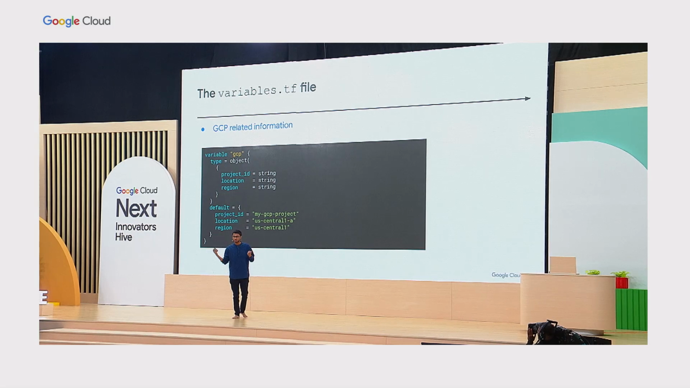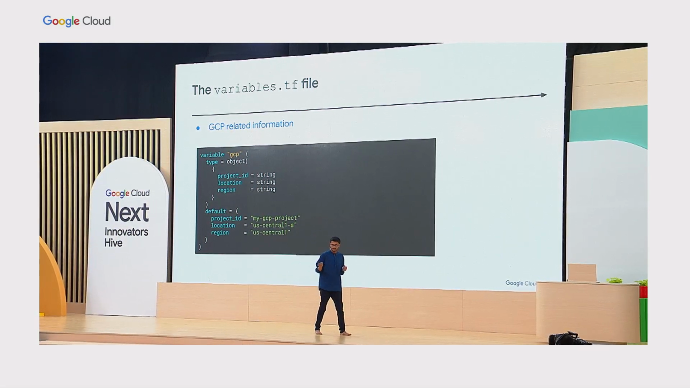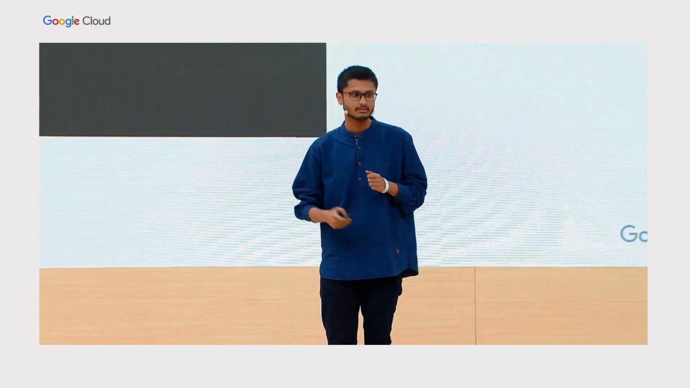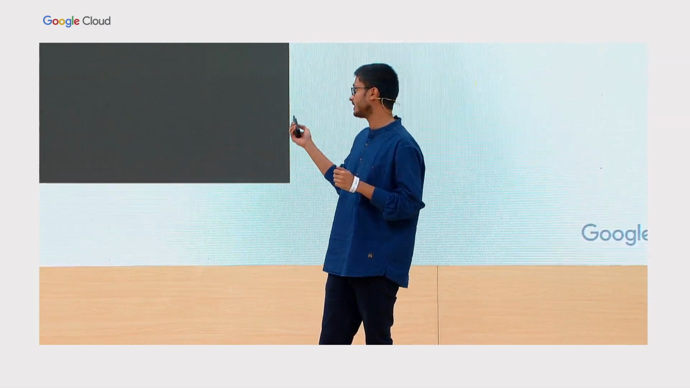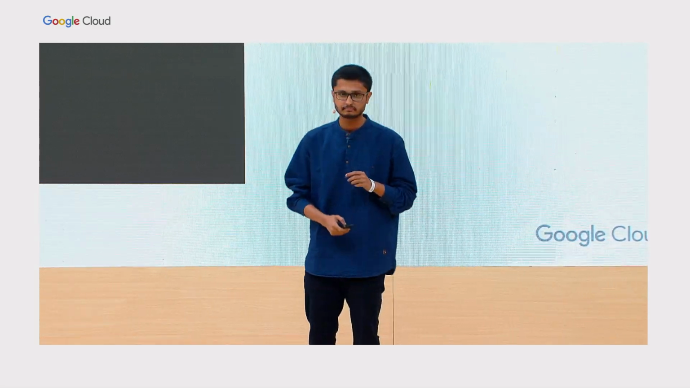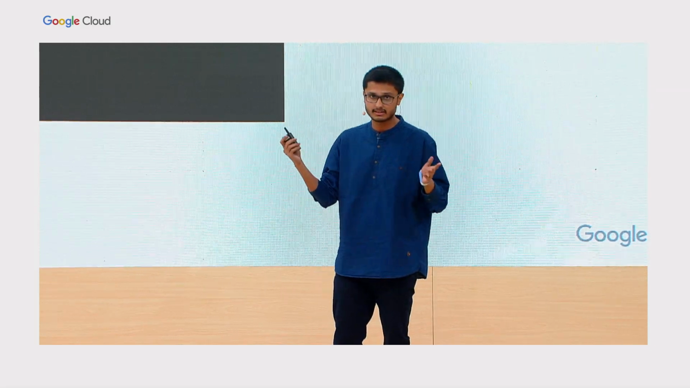So yeah, the usual GCP stuff. Let's start with the variables.tf script. It's the usual GCP stuff, the project ID, the location, and the region. And then you have got your notebook instance. You start by defining the notebook's name, the machine type, GPU type, and all that. And then, again, a couple of GCS-related stuff.